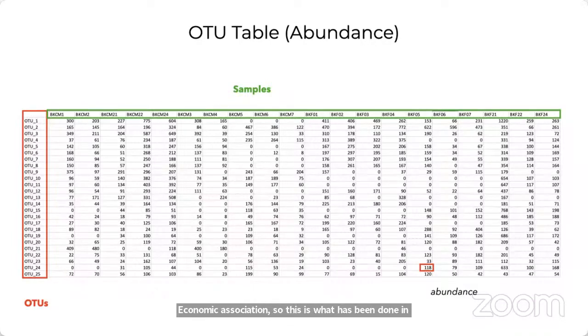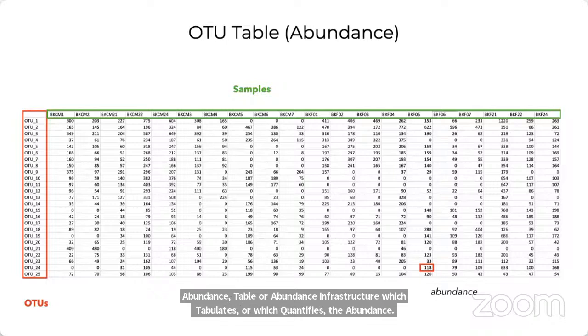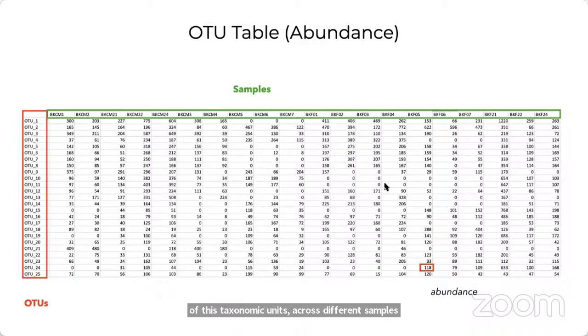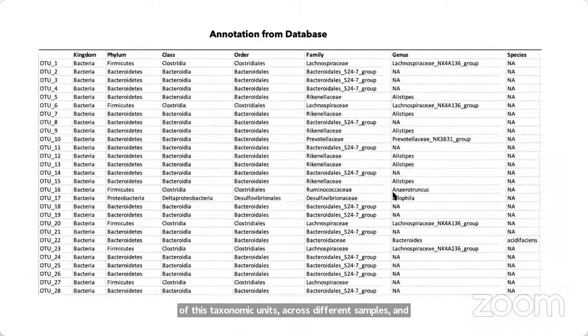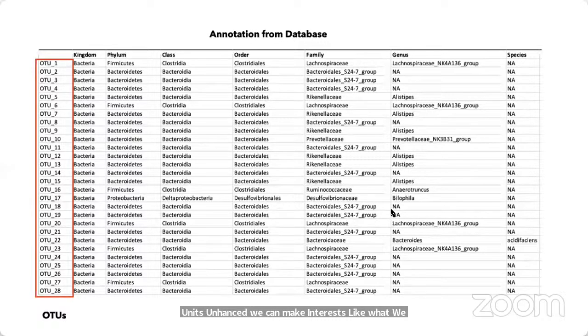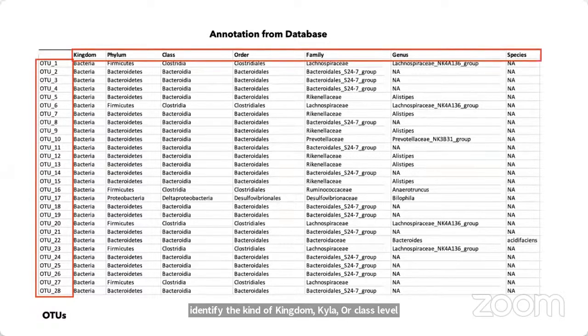So this is what is being done in the metagenomics data analysis, where you get two kinds of information. At the first level, you will get this abundance table, which quantifies the abundance of these taxonomic units across different samples. And in the second layer of information, we will get the taxonomic identification of these respective taxonomic units, and hence we can make inferences like what we discussed a couple of slides ago, where we can specifically identify the kingdom, phyla, or class level organization of samples that are proportionately abundant in one particular group of samples compared to the other. Right? This is what we can actually do.